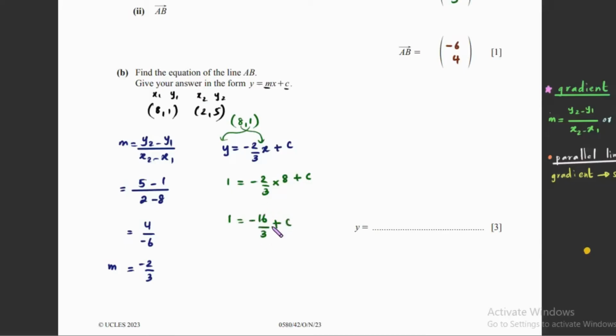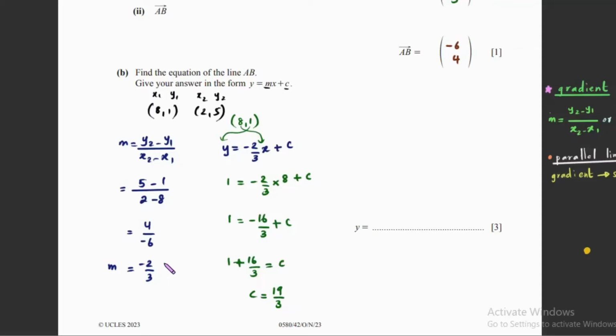So to find c, I need to bring the -16/3 to the other side. That becomes 1 plus 16/3, which is equal to c. So when we add 1 and 16/3, we can put that in the calculator if you're unsure how to do it, because we need to make the denominators the same, because this 1 is a whole number here. So we end up getting the value of c as 19/3.